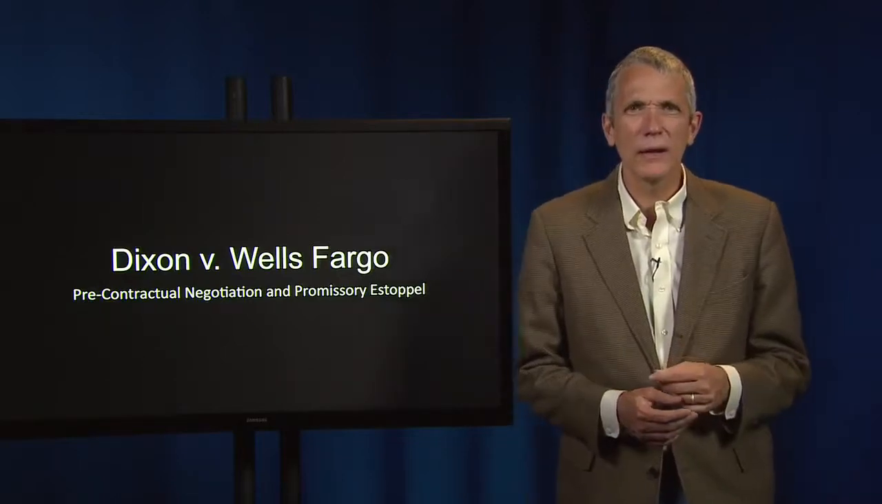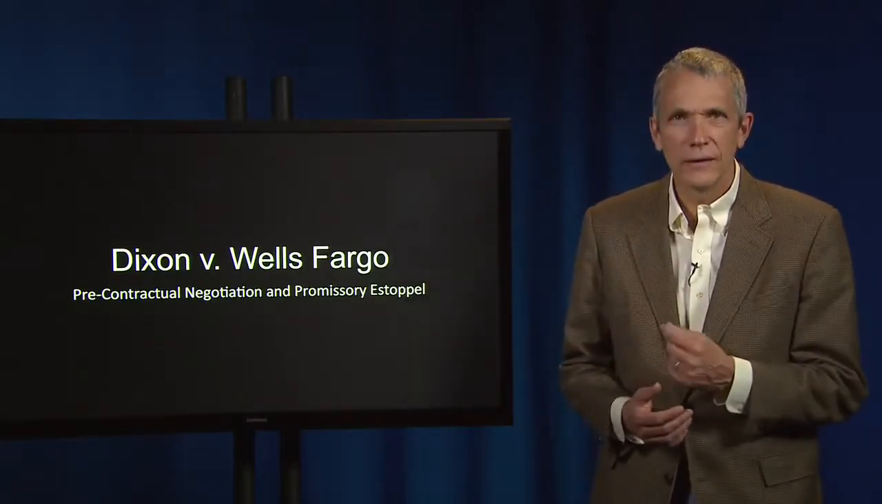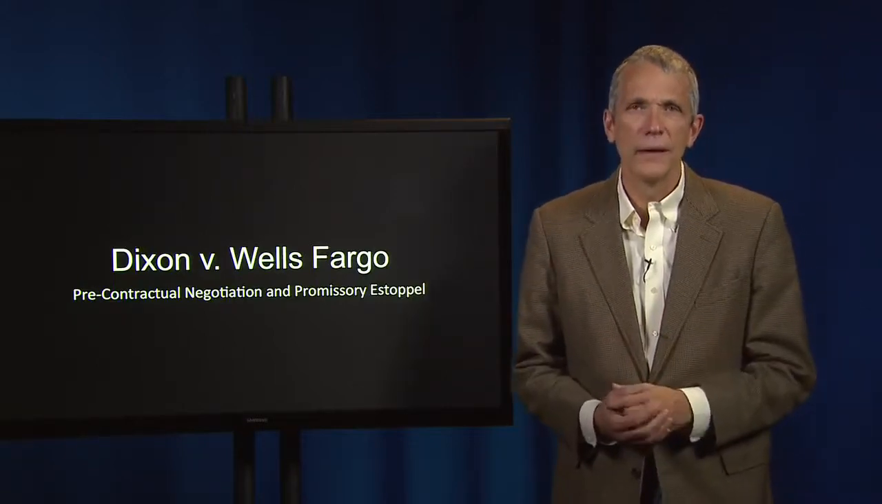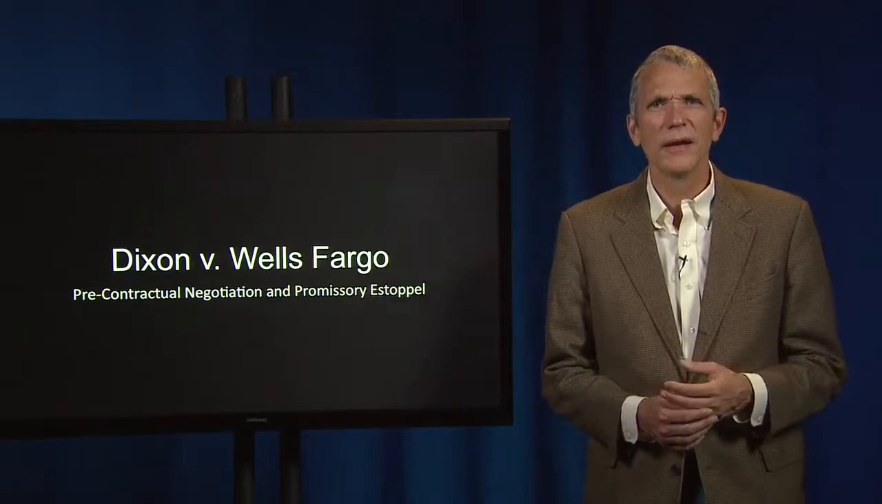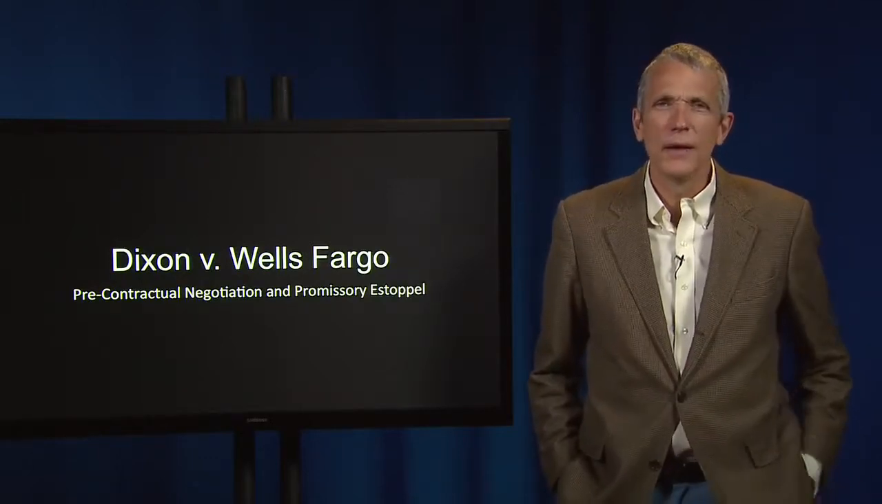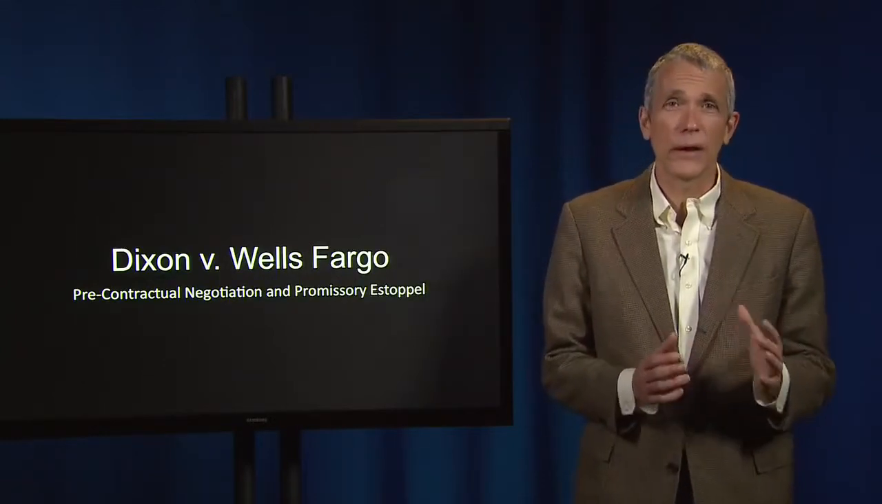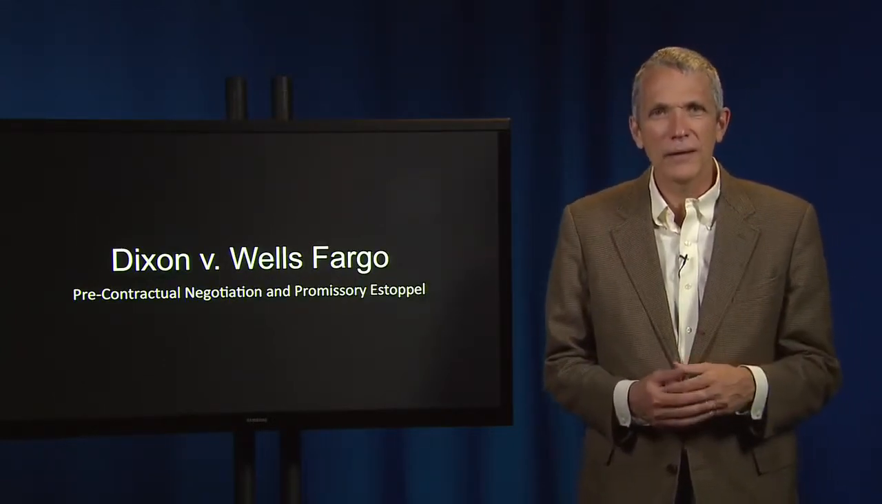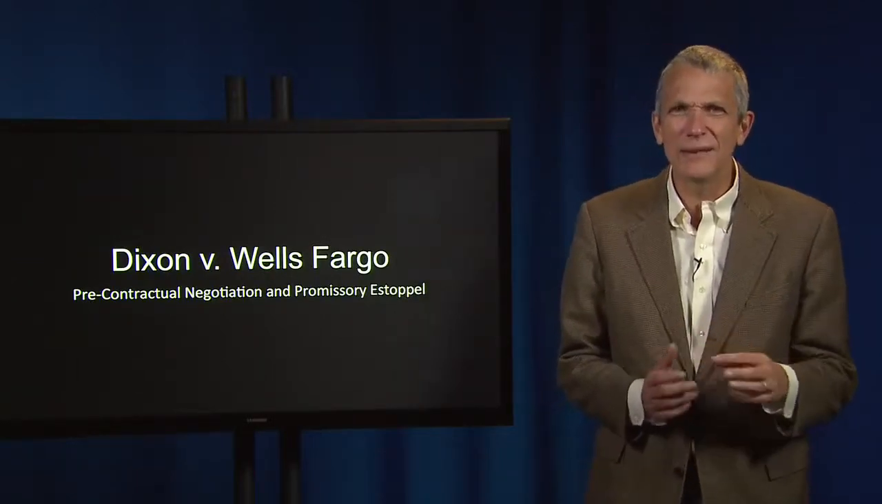Today, we will see a more modern application of this idea in Dixon v. Wells Fargo Bank. Despite being a fairly recent case, Judge Young's opinion includes one of the most careful discussions of the development of promissory estoppel. Today, we will continue our discussion of pre-contractual reliance-based liability. You might remember from our last class discussing the Hoffman v. Red Owl case that liability may be appropriate if one party repeatedly baits and switches.